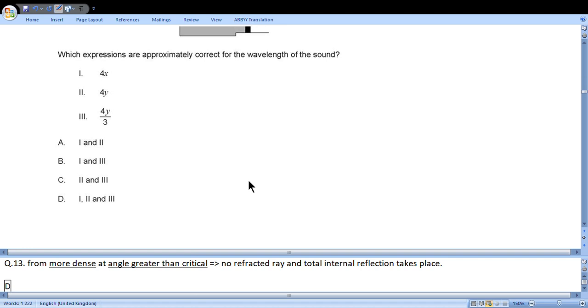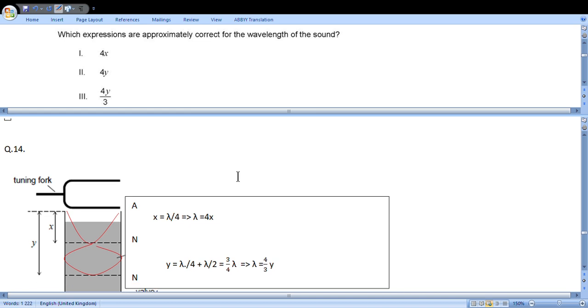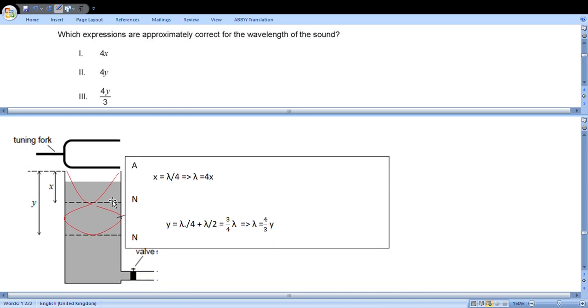Which expressions are approximately correct for wavelengths of the sound? Here we have three expressions. I copied this picture here. When we observed first resonance, the frequency of the tuning fork is equal to the frequency of the standing wave at depth x, air column at depth x. This corresponds to the expression x equals lambda over 4, because node to antinode gives us lambda over 4, so lambda equals 4x.